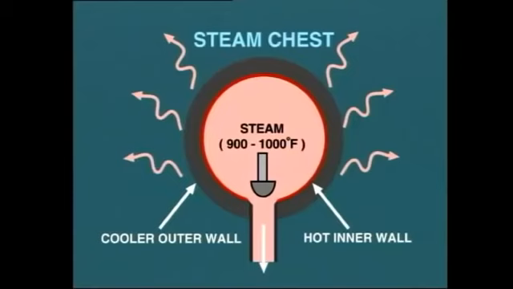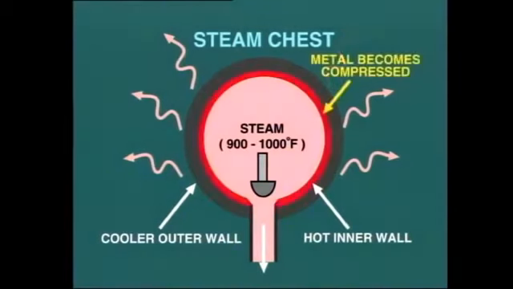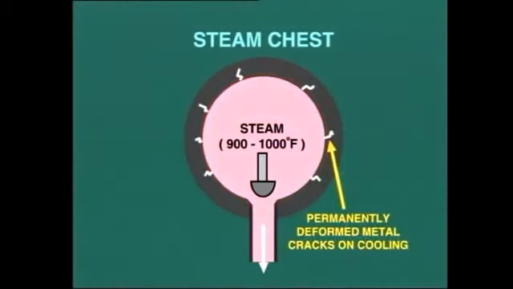So what problem could this cause? Well, the result is that the inner surface tries to expand at a greater rate than the outer surface. This could, after many cycles, lead to cracking on the outer surface. But it does not always work that way. For example, as the inner surface tries to expand, but is restricted by the outer surface, the metal becomes compressed and may well exceed its yield point and become permanently deformed. The consequence of this is that when the steam chest cools down with the turbine offload, the metal does not return to its original state and cracks appear on this inner surface.